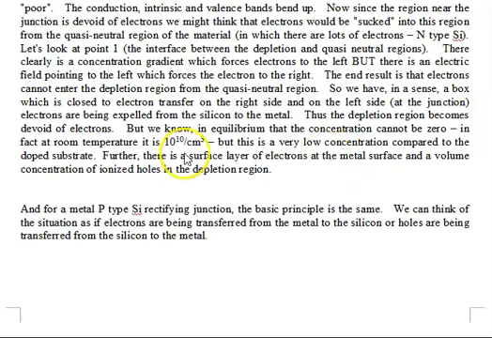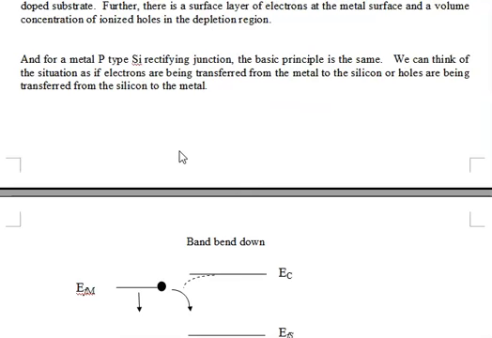There is a depletion region, and depletion region means that there are no electrons, but really it's not zero. It's about 10 to the 10th, but it's very high resistance, and it acts like a dielectric.